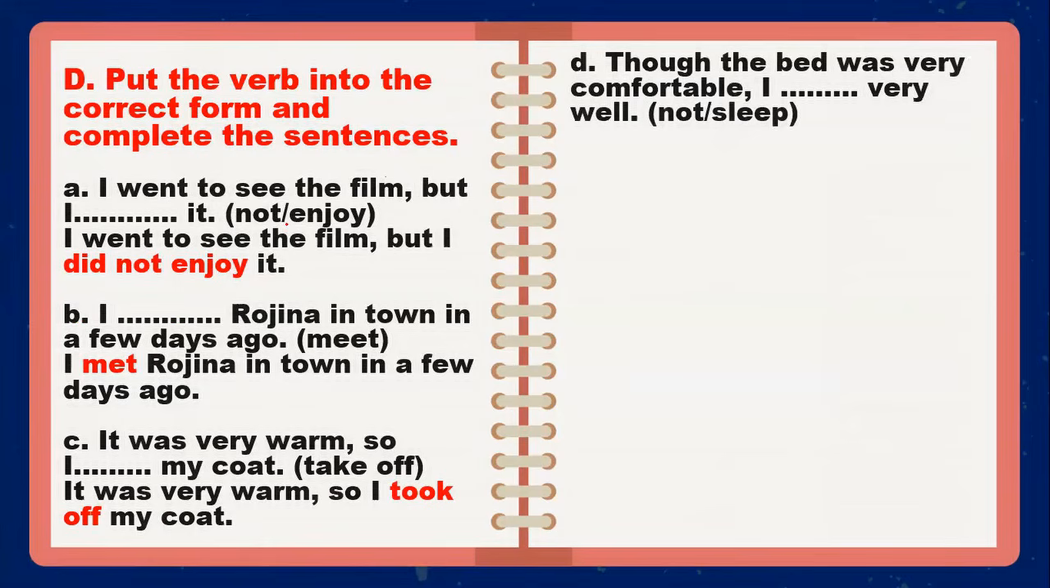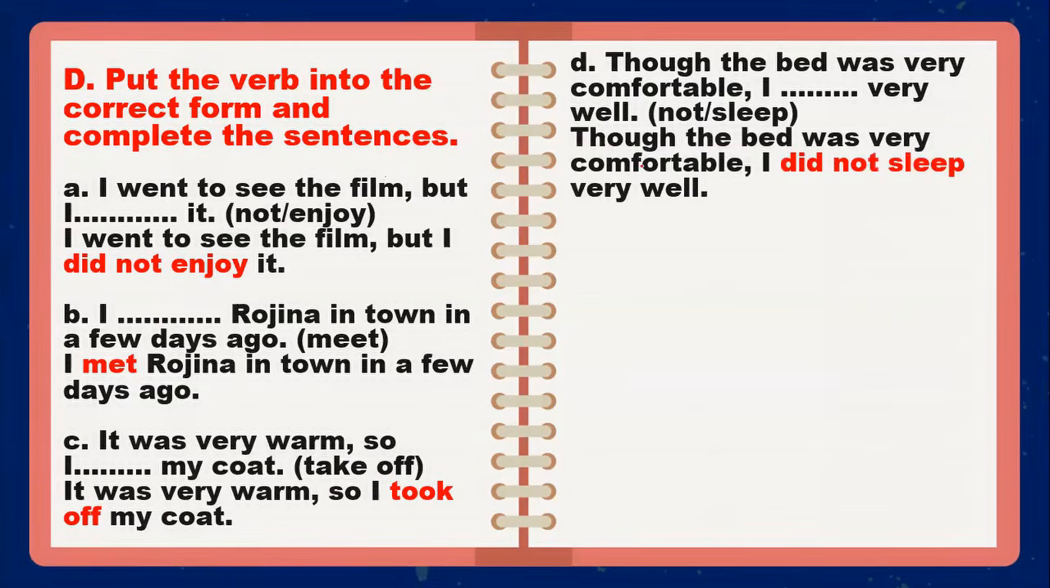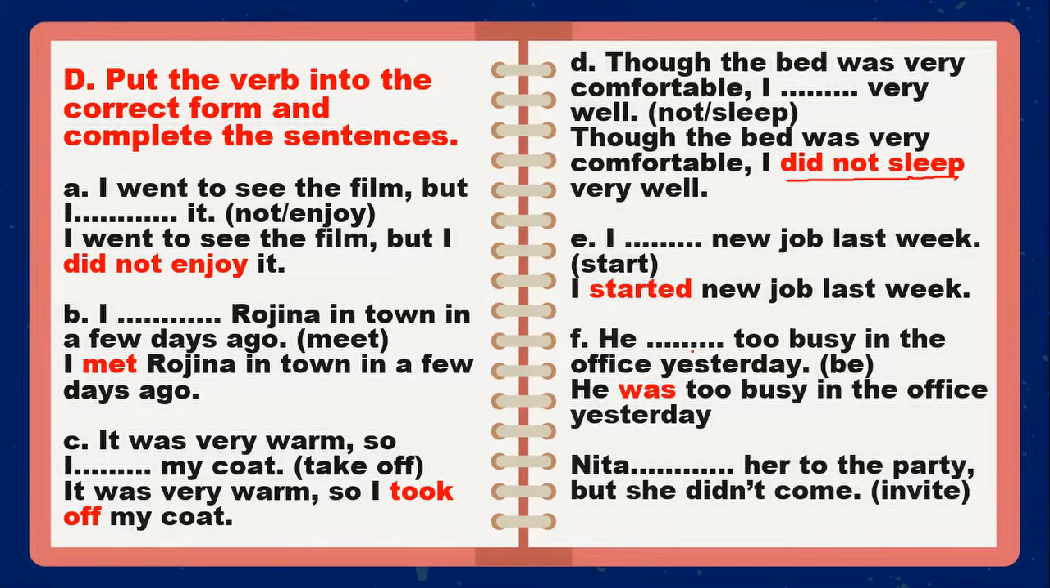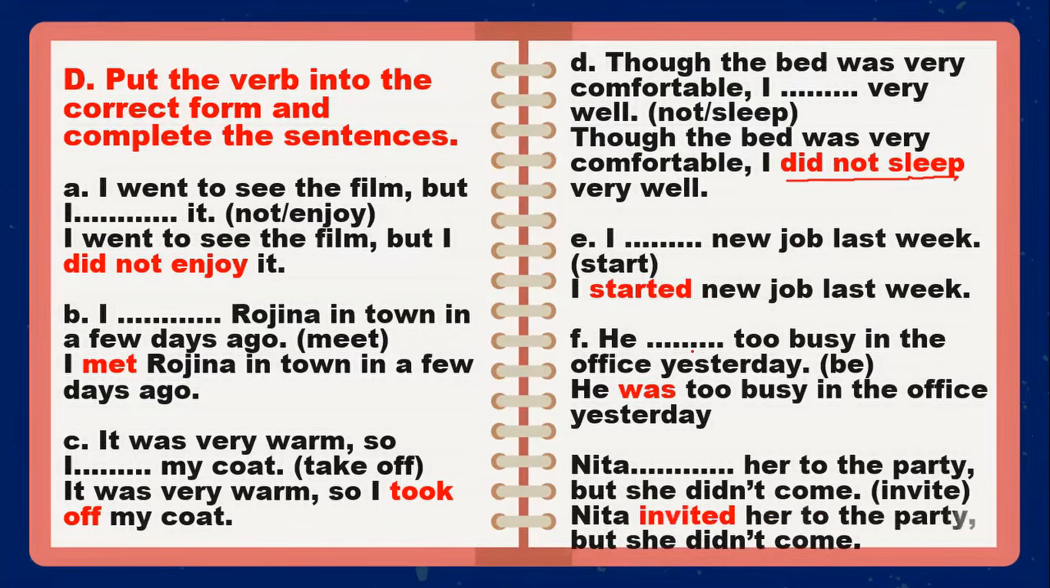Number D, though the bed was very comfortable, I did not sleep. Very similar to question number A. So did not sleep, not did not slept, like I told you before. After did not, and after did, we always keep verb 1. I started, past tense started. He be: remember that the past tense of be is was, so with he we use was. He was too busy in the office yesterday. And Nita was invited to the party, but she did not come. Invite, past tense is invited.